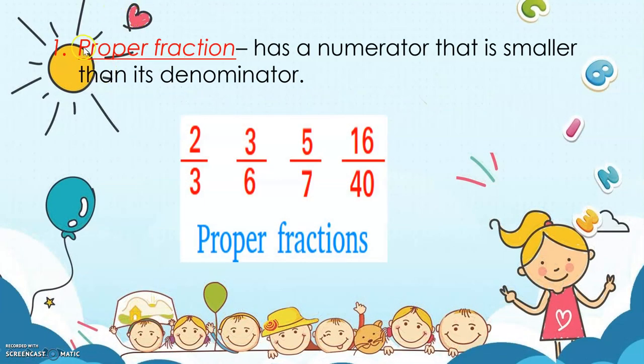So what is a proper fraction? A proper fraction has a numerator that is smaller than its denominator. So, numerator here and denominator here. Numerator is smaller than denominator. So, 2/3, 3/6, 5/7, 16/40. That is an example of a proper fraction. Again, in a proper fraction, the numerator is smaller than the denominator. This is the numerator, this is the denominator.